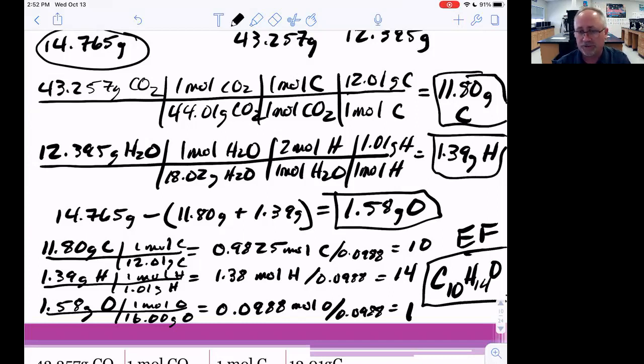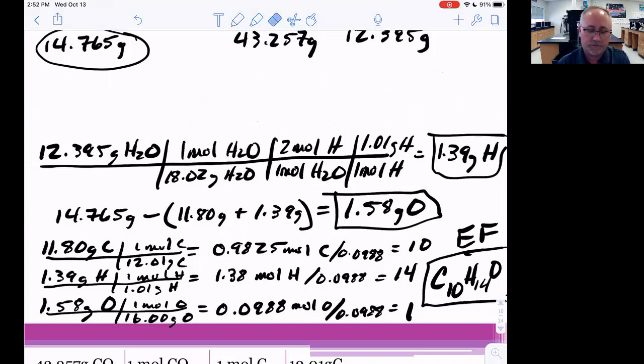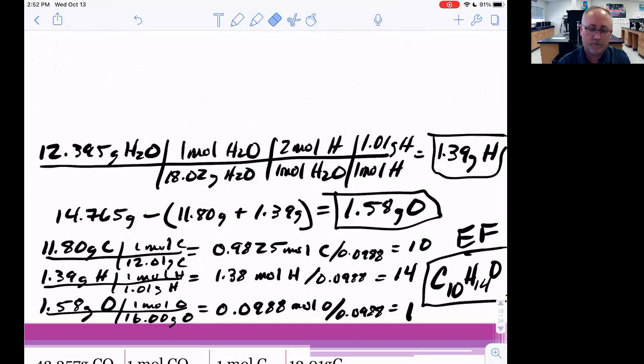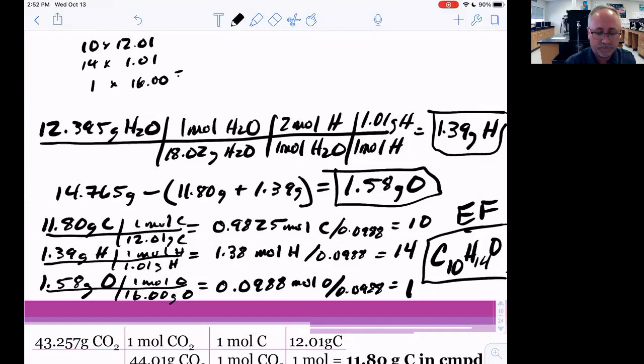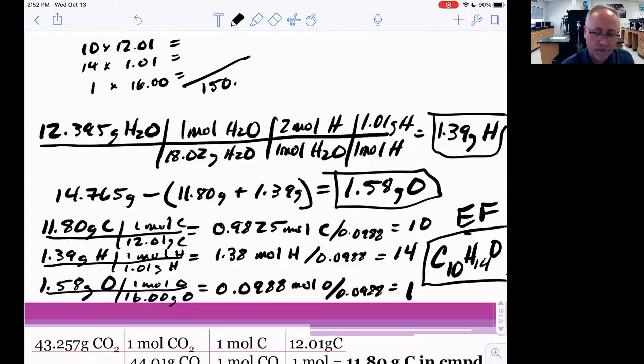The C10H14O. Now I'm going to erase some of this top part so I can do some of this other stuff here. So what I'm going to do is take that empirical formula and calculate its mass. So it's 10 times 12.01 and 14 times 1.01. And oxygen, I have 1 of them, right? So that's 1 times 16.00. I'm going to add them all together, and I end up getting 150.24 grams as my empirical formula mass.